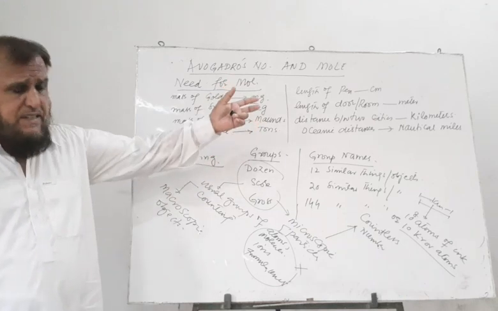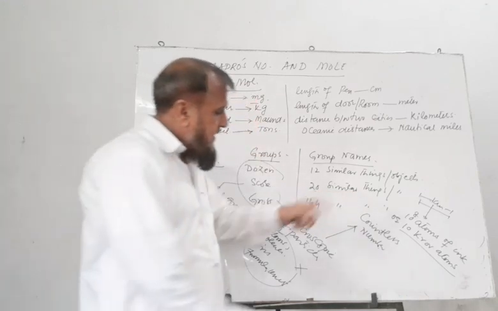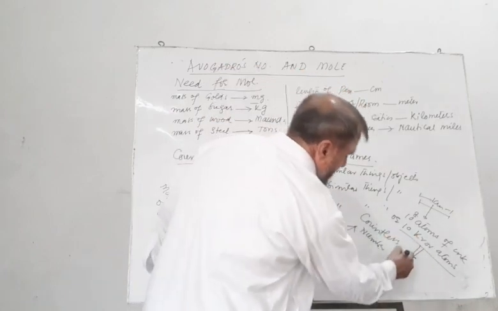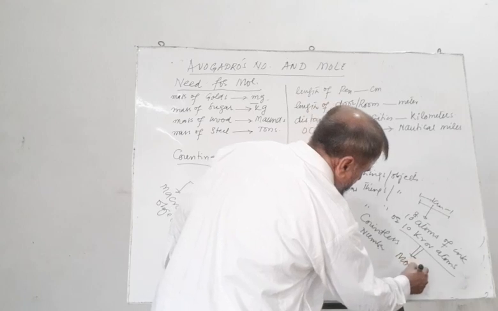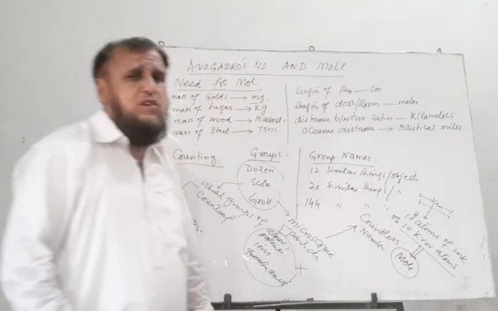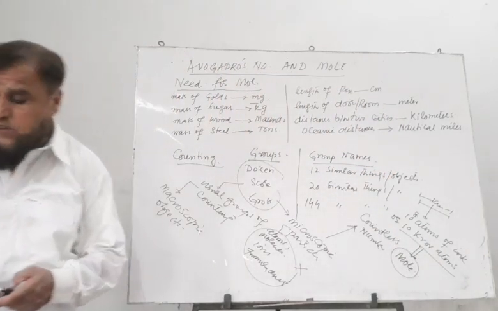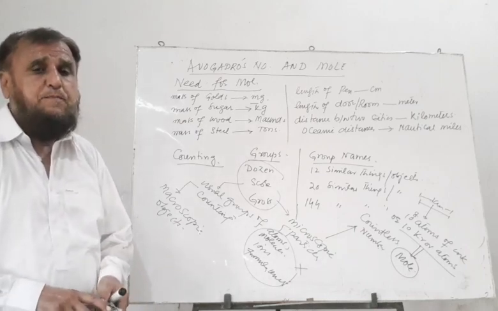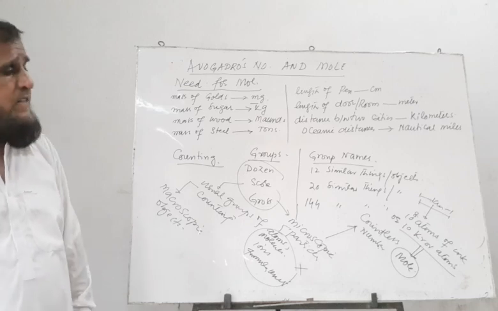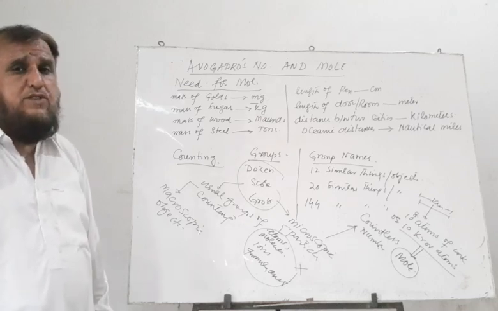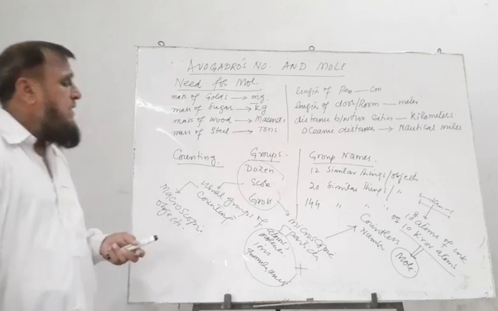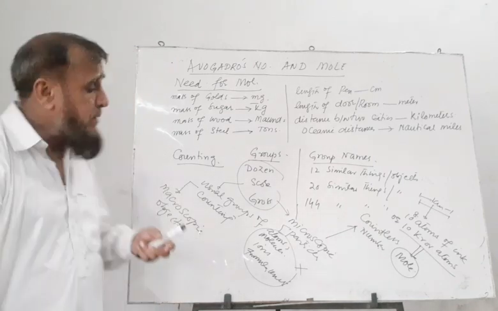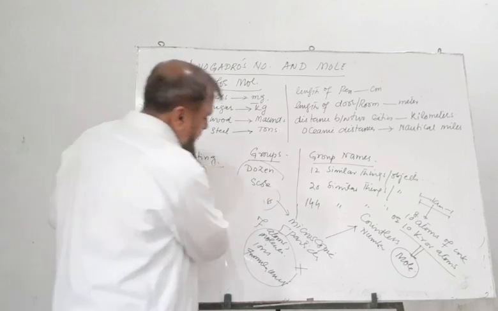We had given many examples. Now, in this case, we also need a very large unit for counting, and that unit is known as mole. So, what was the need for mole? Mole was required to count microscopic particles which are present in very large numbers. Now the question is, how many particles will be present in one mole?